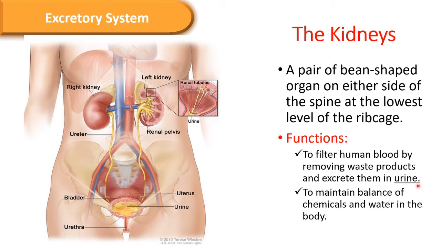Okay, going back, your kidneys also maintain the balance of chemicals and water in your body. Other parts of your urinary system, aside from your kidneys, are the ureter, and here we also have your bladder. Your bladder has a capacity to hold 500 ml of urine, but that 500 ml is only the minimum amount that your bladder can hold.